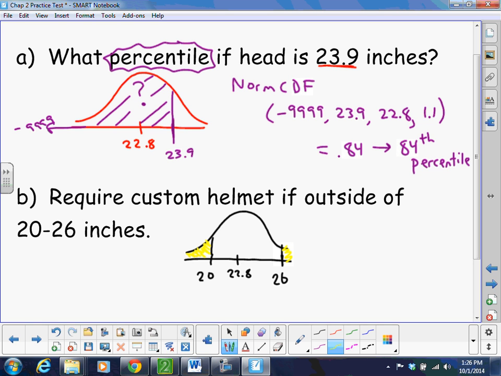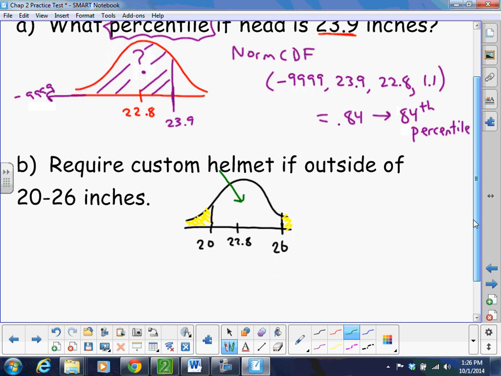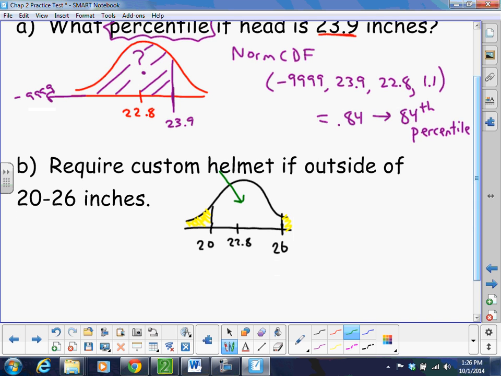Okay, and there's a couple ways to do it. You could either do them as two separate problems. Do a normal CDF for the left side, normal CDF for the right side, add them together. Or you might find it a little easier with the calculator. Let's find how much is in there, and then we'll just subtract our answer from 100. Okay, so that's what I was thinking.